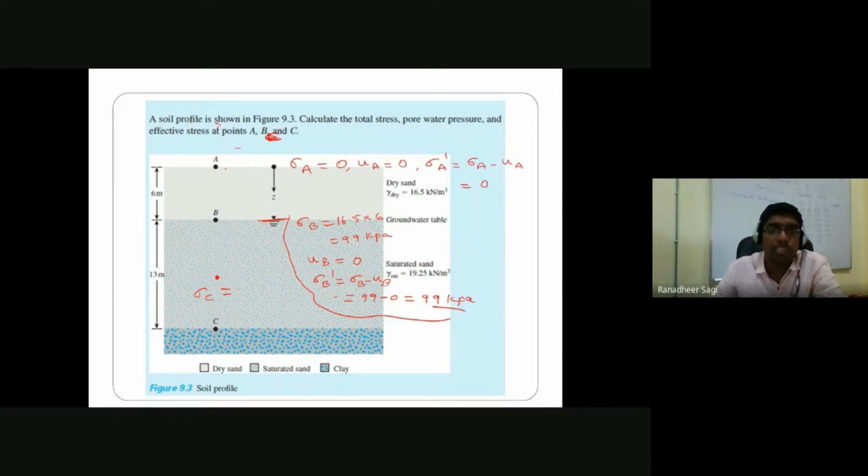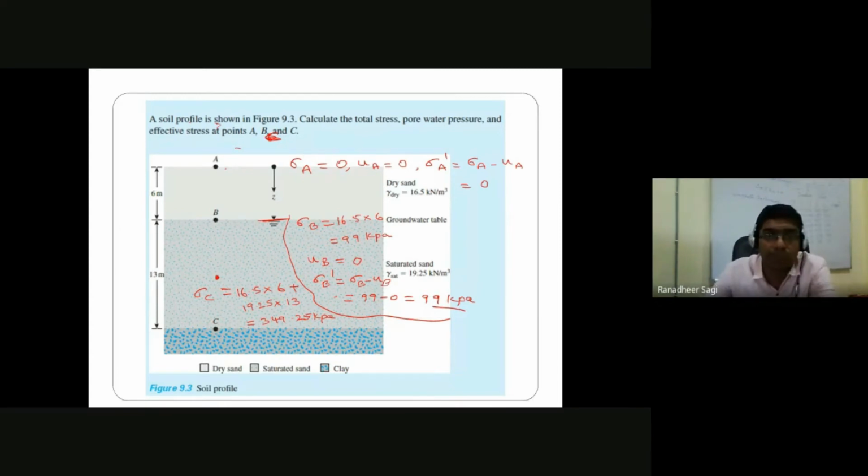So total stress at point C is nothing but due to the effect of the first 6-meter soil strata and the next 13-meter soil strata. We are going to be calculating the total stress at point C. So the first 6-meter soil strata will give you some amount of stress, that is nothing but 16.5, the unit weight of the first soil strata, into the corresponding depth of 6 meters, plus the unit weight of the second soil strata, which is the saturated sand, which has a unit weight of 19.25, into the corresponding depth of 13 meters. So which gives you your total stress at point C value to be 349.25.